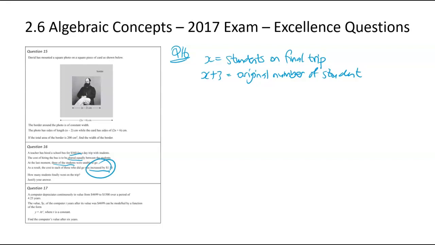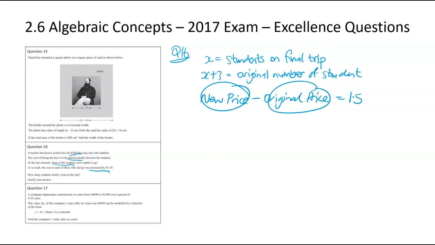We've then got to start thinking about this $1.50. So we know the price has been increased by $1.50. So what that means is if we have the new price and we take away the original price, that there should get us to 1.5. So we've now just got to come up with an algebraic expression of the new and the original price in terms of the x and the x plus 3 that we've talked about.